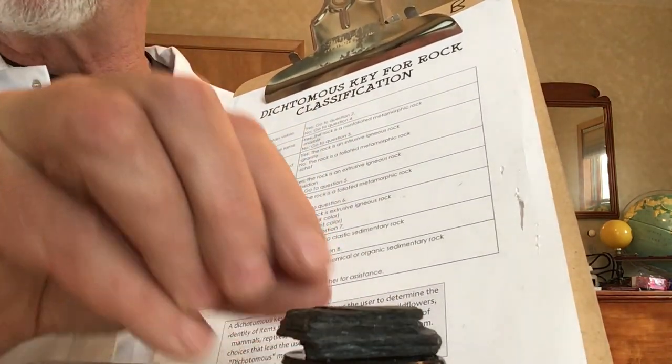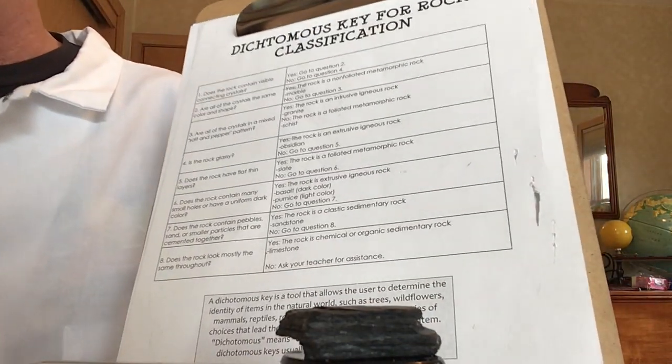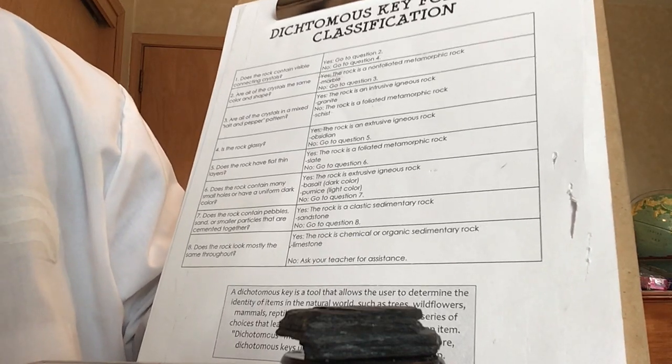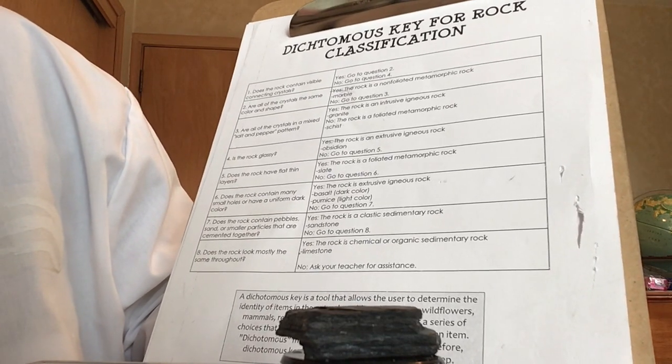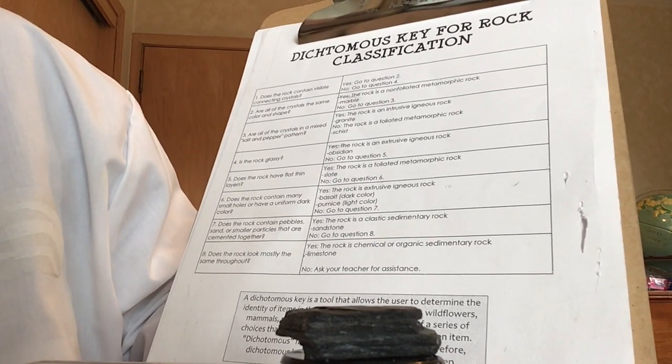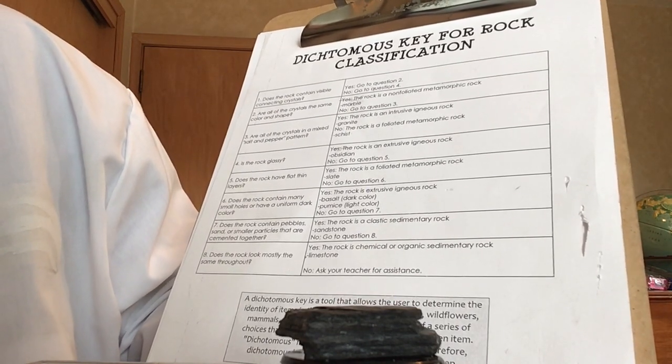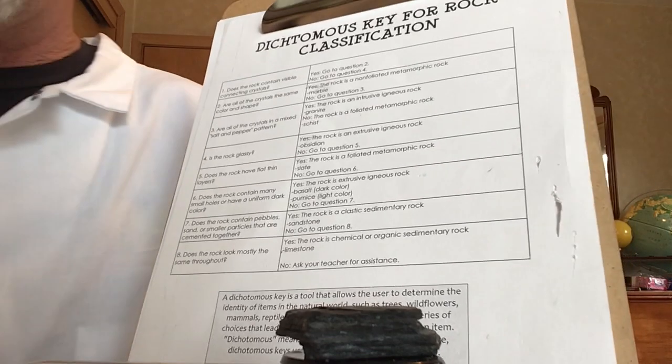All right, the last one, the one my dad used to write on. I'm going to put it this way so you can see the layers. So here it is. It doesn't have connecting crystals. Going to jump down to number 4. Is it glassy? Nope. Going to jump to 5. Does the rock have flat, thin layers? Yes, it definitely has flat, thin layers.